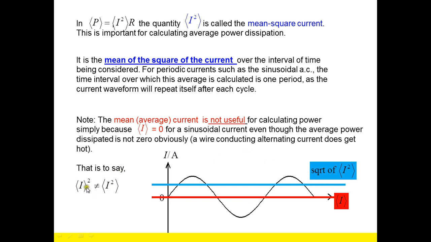What this means is that the square of the mean current is not the same as the mean square current. This might sound like an earful, so I'll say it again. The square of the mean current is not equal to the mean square current. What you're looking at here, where my pointer is pointing, is the mean square current. If I were to square root both sides, I'm trying to say that the mean current is not equal to the square root of the mean square current.